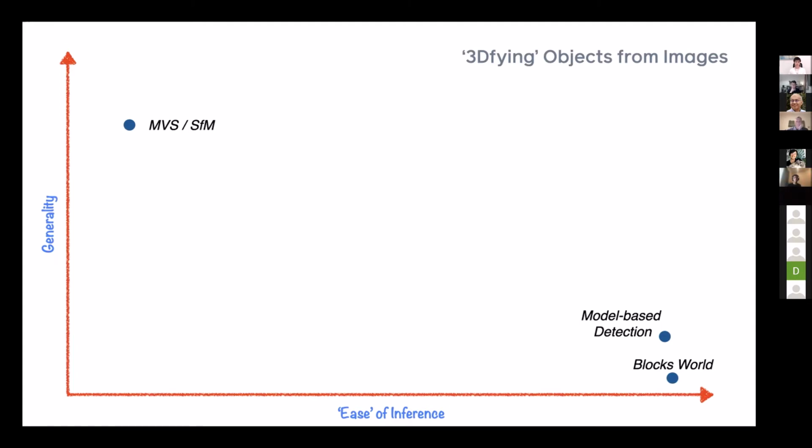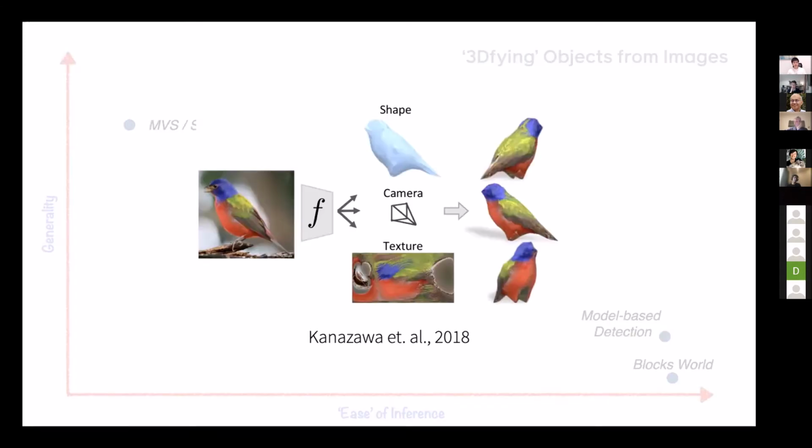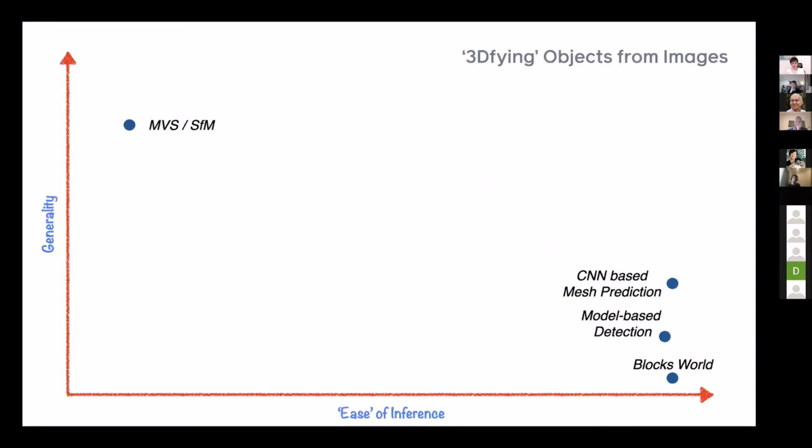And more recently, with the advent of some learning-based approaches, I think we made a lot of strides on being able to do this in a more general setting. For example, this work from Angjoo could let us reconstruct meshes of more generic categories from, let's say, just a single image.